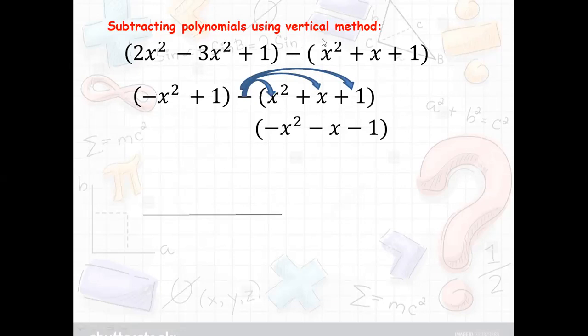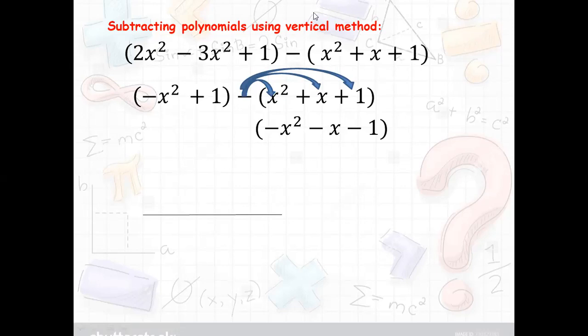So multiply negative 1 with x squared. Here again there is a 1, as there is no number. So negative 1 multiplied by 1 will give you a negative x squared, right? Then negative 1 multiplied by 1 will give you again a negative 1x. We don't write the 1, we just write x. Then negative multiplied by positive 1 will give you a negative 1. That's how the question goes.